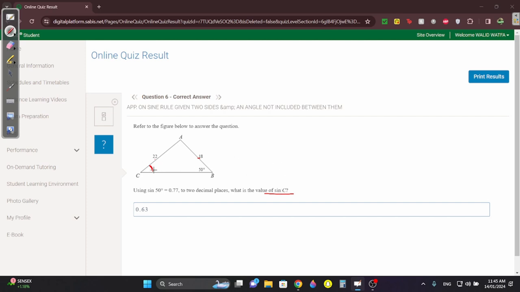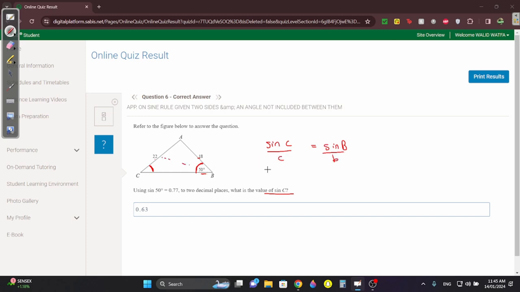And I told you, start with what we're looking for. Since we're looking for angle C, we start with sine C over the side opposite to it, C, equals what's given? Well, since we're talking about angles, we look at which angle is given. Angle B, sine B over the side B, which is the side opposite to it.